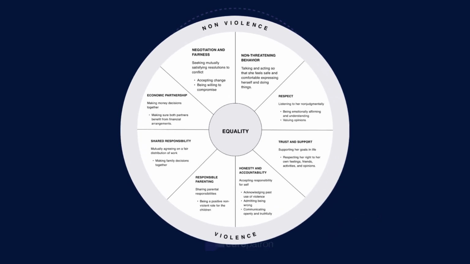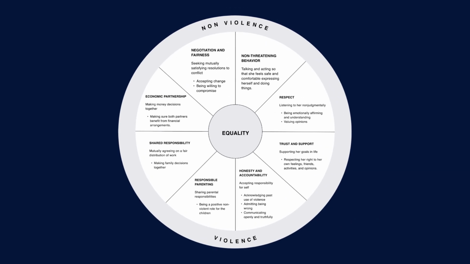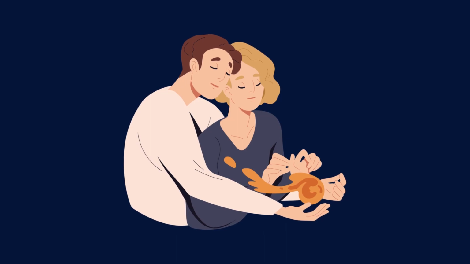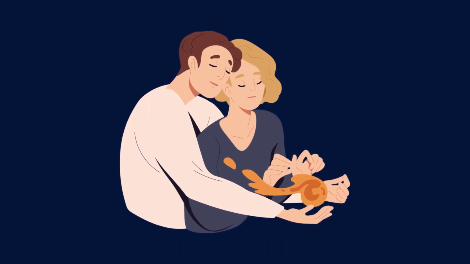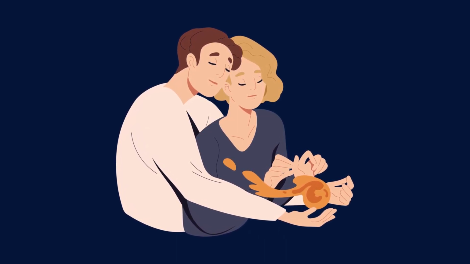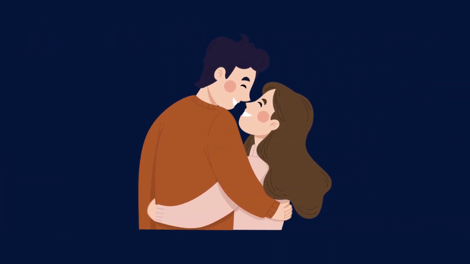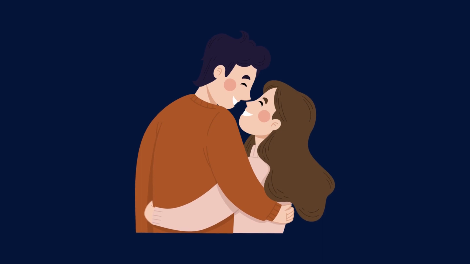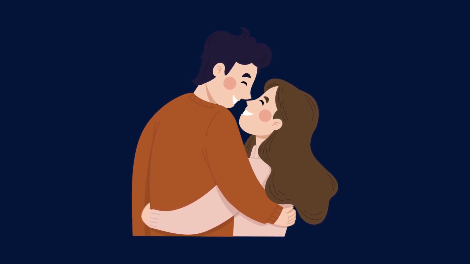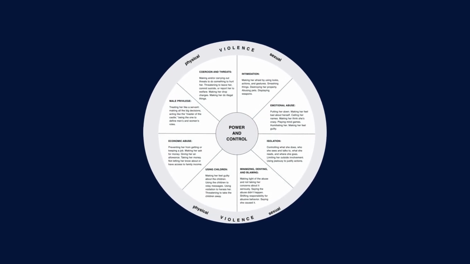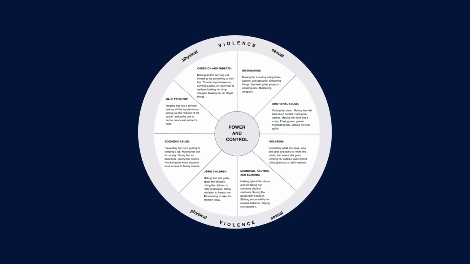The equality wheel is a profound tool that symbolizes the dynamics of healthy relationships. It is depicted as a circular diagram that breaks down essential elements of a nurturing relationship, focusing on mutual respect, love, understanding, and equality. The wheel's sections guide individuals and couples towards maintaining healthy connections, emphasizing principles often overlooked or taken for granted, in contrast to the power and control wheel, which illustrates the characteristics of an abusive relationship.